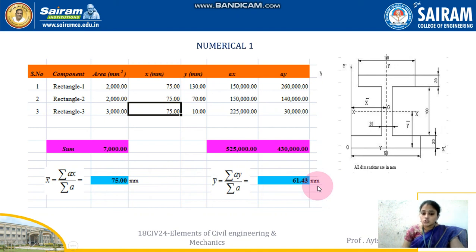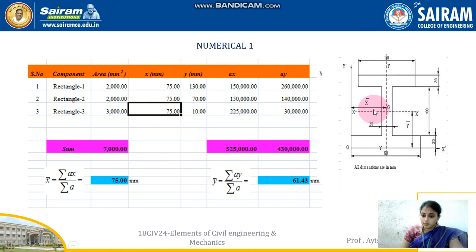Whenever you find the figure is symmetrical about the y-axis, the x distance will be the same. If it is symmetrical about the x-axis, then y will be the same. Anyway, if you compute it, you will get the same answers. We shall see the next numerical in my next presentation.